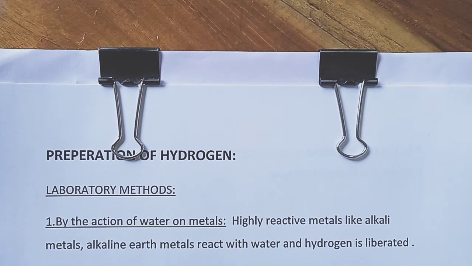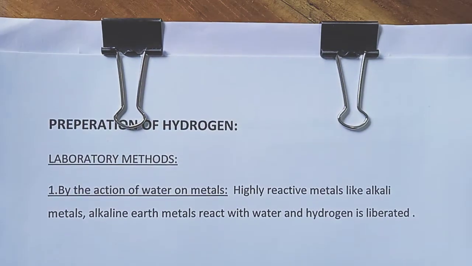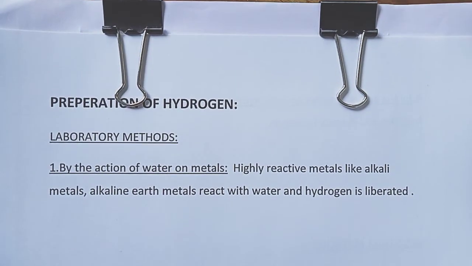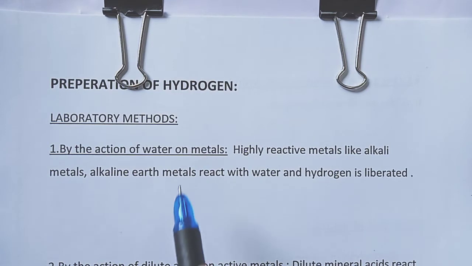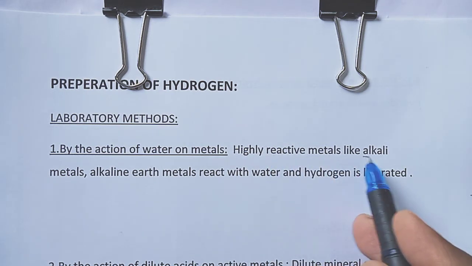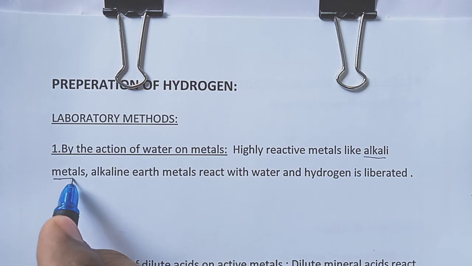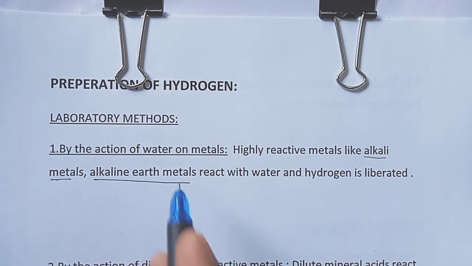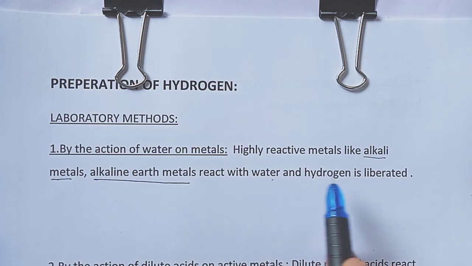Now let us discuss laboratory methods. Under the heading laboratory methods, the first method is by the action of water on metals. We have to consider highly reactive metals like alkali metals and alkaline earth metals. When they are made to react with water, hydrogen is liberated.